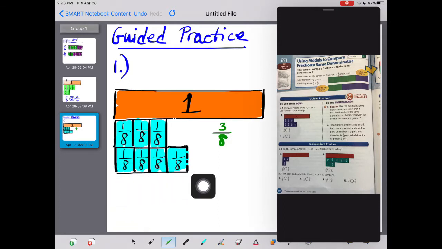Then on this other scarf, let's see, there's 1, 2, 3, 4. There's 4/8 for the second one. So we want to compare 3/8 to 4/8.